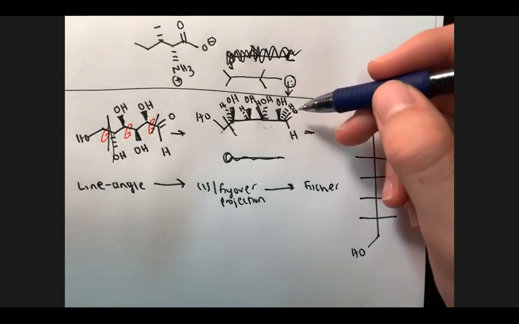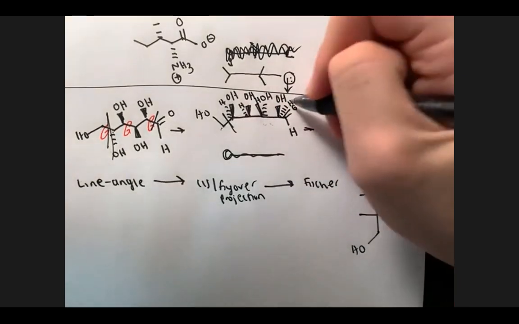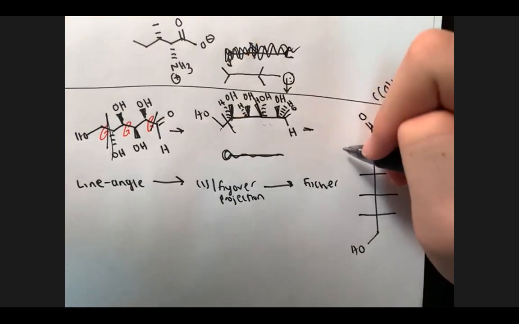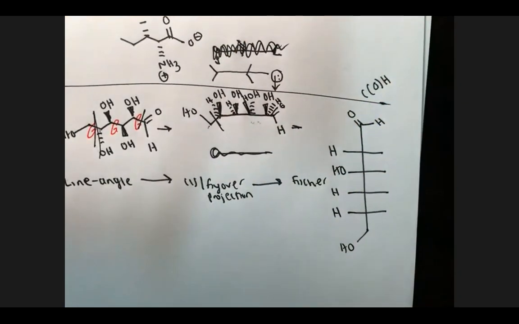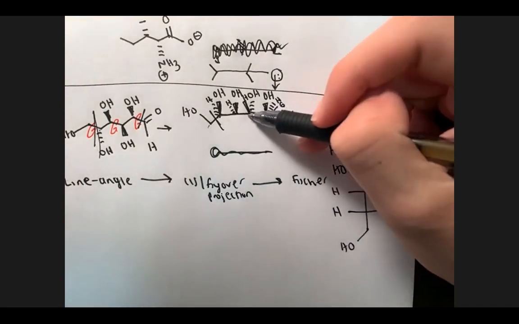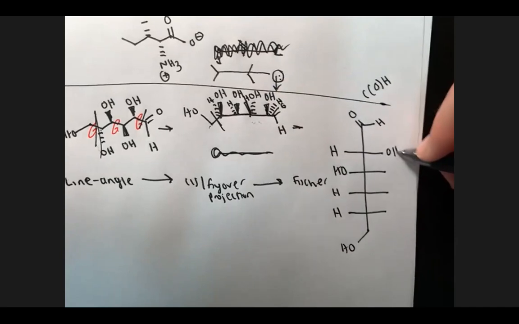So anything that's on a dash is going to appear on my left. So hydrogen, hydroxyl, hydrogen, hydrogen. Anything that's on a wedge appears on my right. So that would be hydroxyl, hydrogen, hydroxyl, hydroxyl.